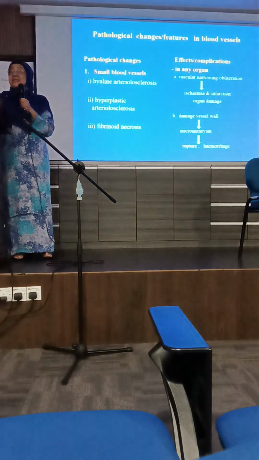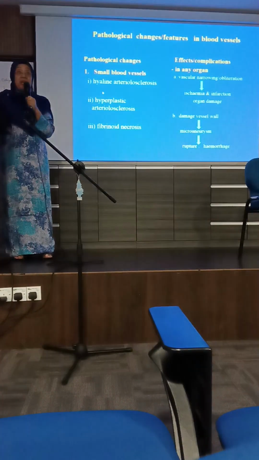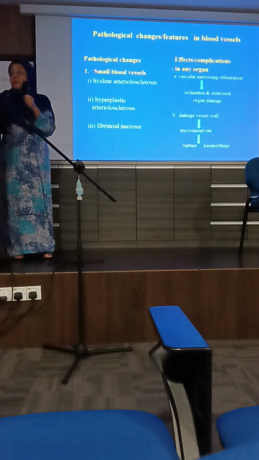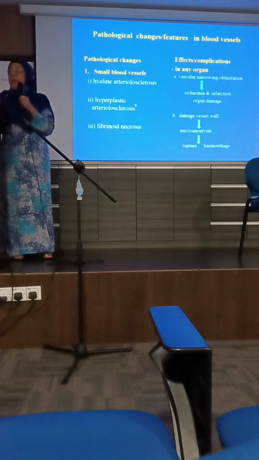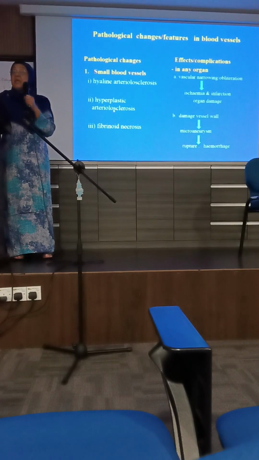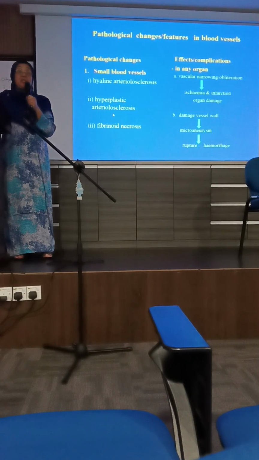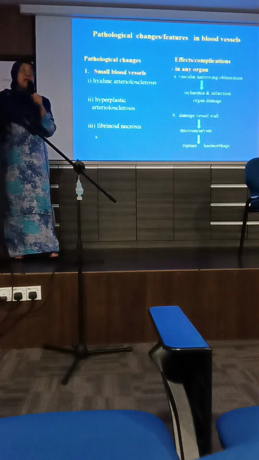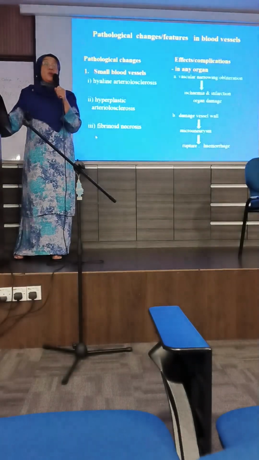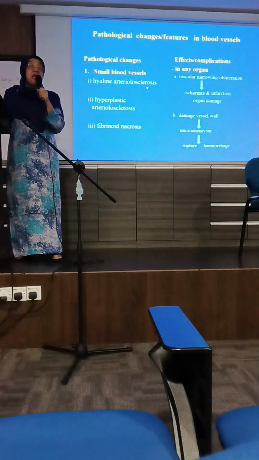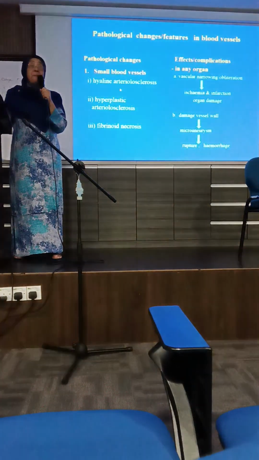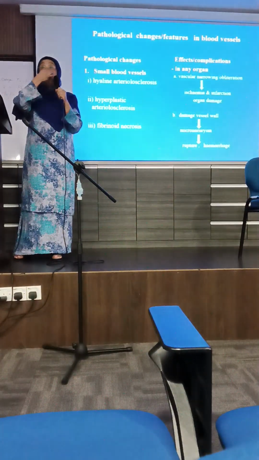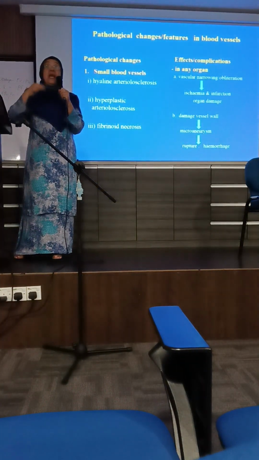So the key word here is hyaline. This is very specific for hypertension. Hyaline arteriolosclerosis. And the other change is hyperplastic arteriosclerosis. There'll be more changes. We'll see afterwards. And the third is it can lead to fibrinoid necrosis. So these are the three changes. These are the three pathological changes that can occur in patients with prolonged chronic sustained hypertension.